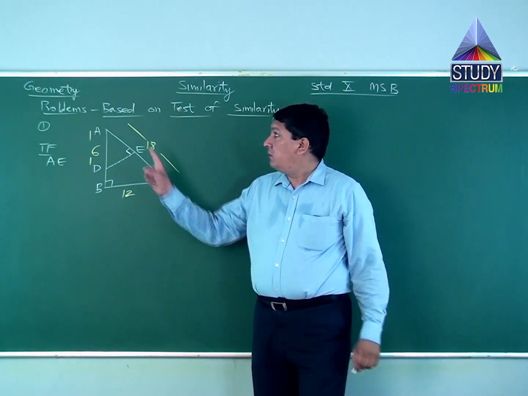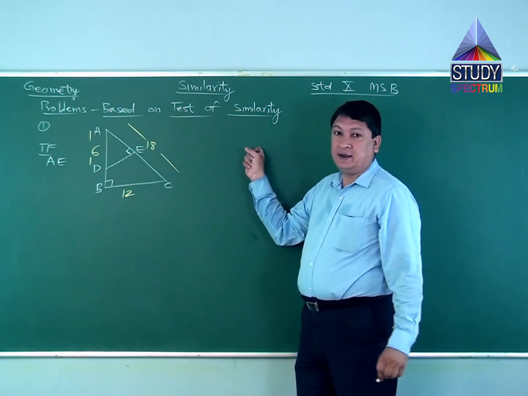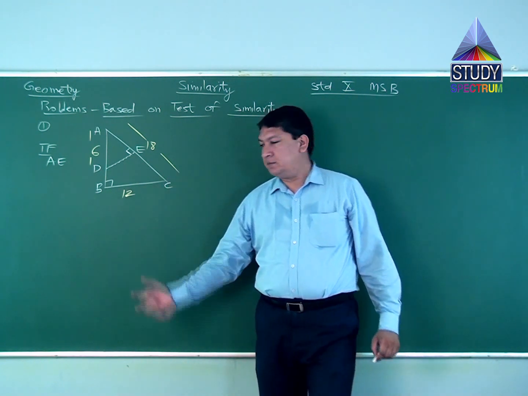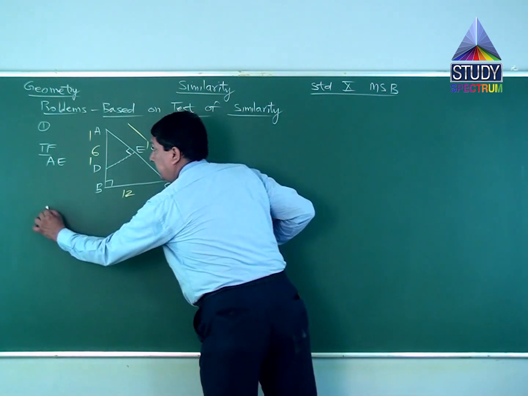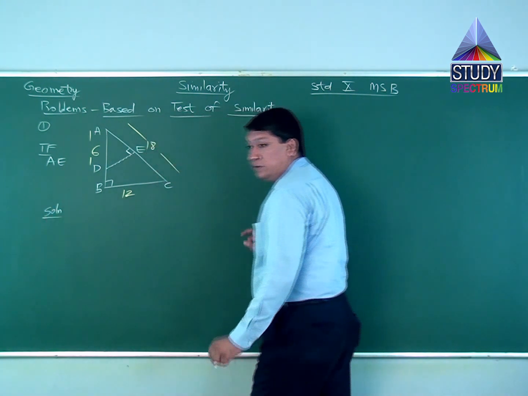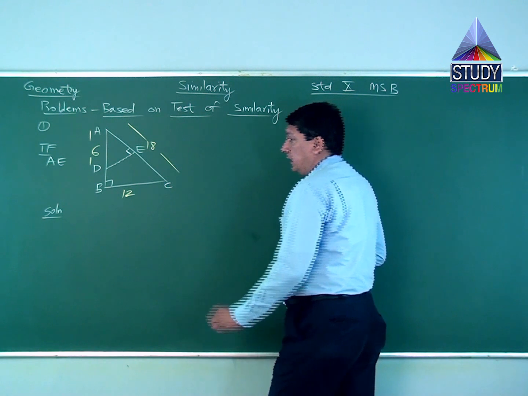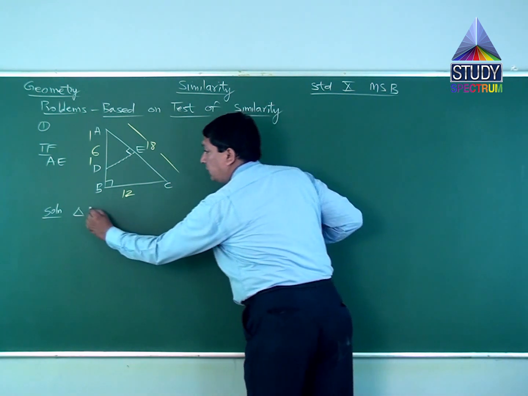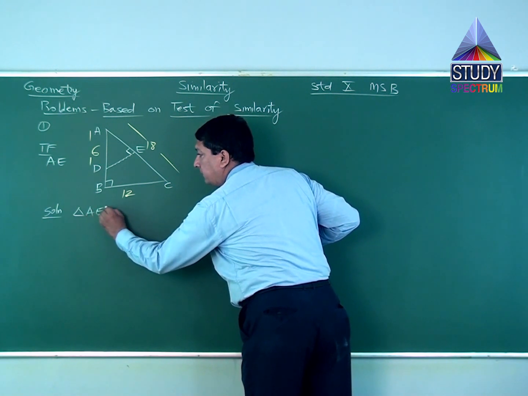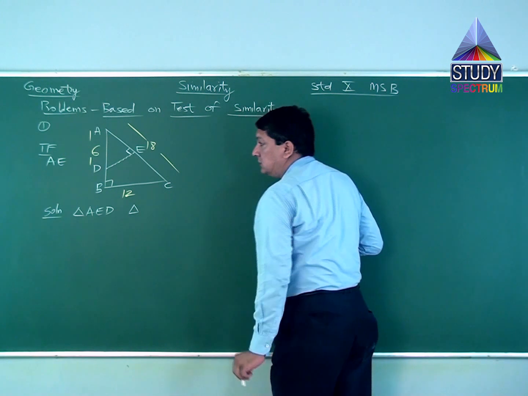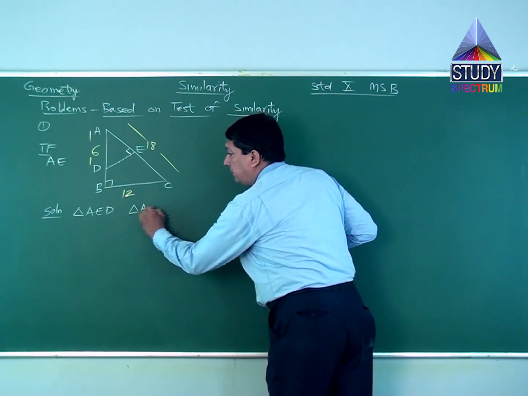As I said, we are going to use the tests for similarity and apply that knowledge to get the answer for this sum. Let's see how we are getting the answer now. Solution for this. I am going to take two triangles. That is, triangle AED is the first triangle. The other triangle is triangle ABC.